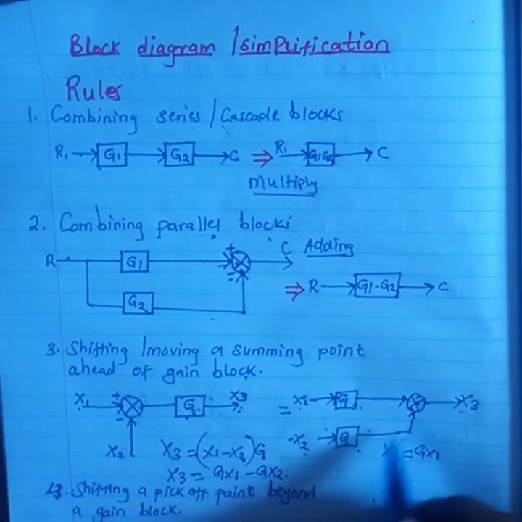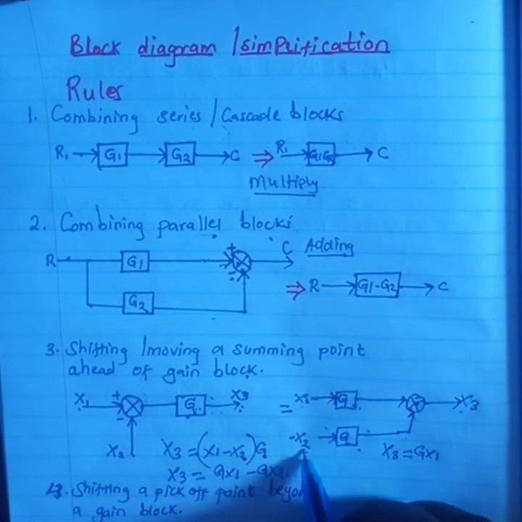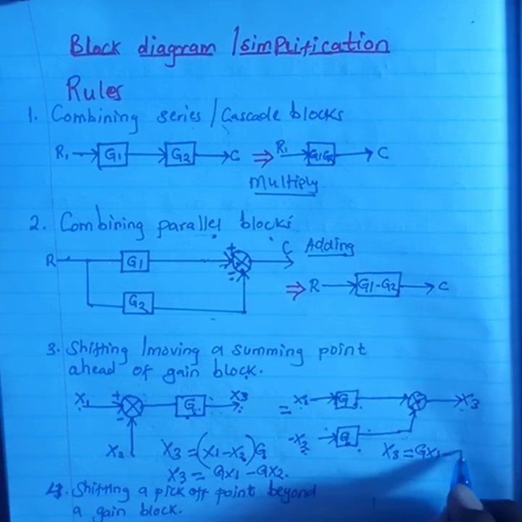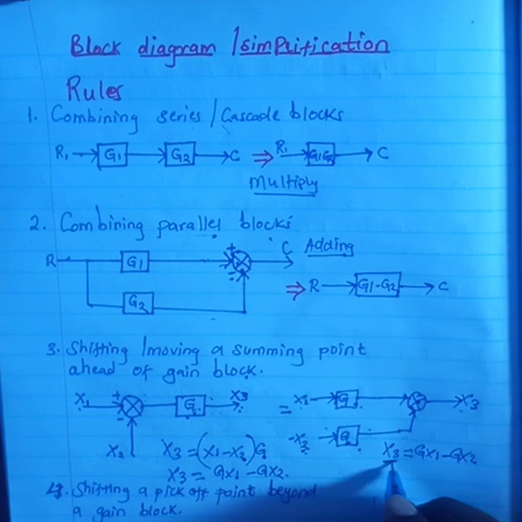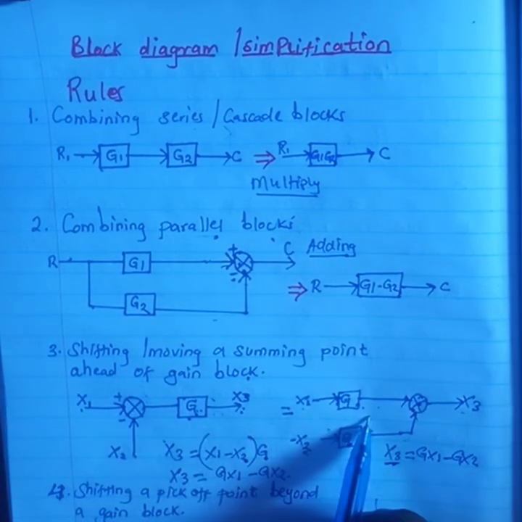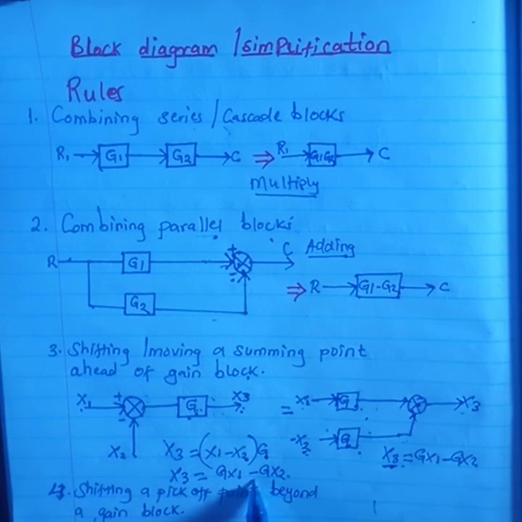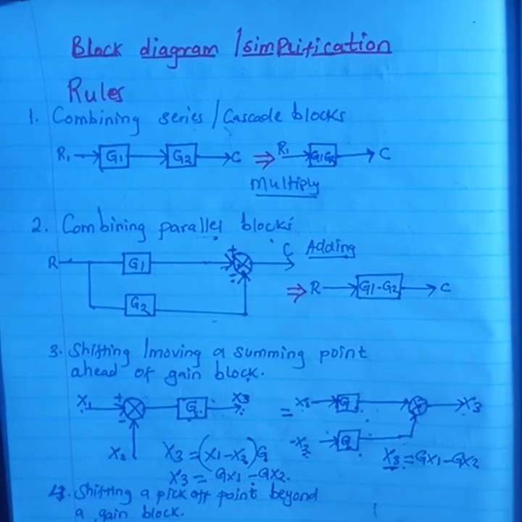Then I have a minus x2 times g, which is minus gx2, like that. Then this becomes our output. Then you find that considering the two of them, the outputs are just the same. That is now our rule number 3.